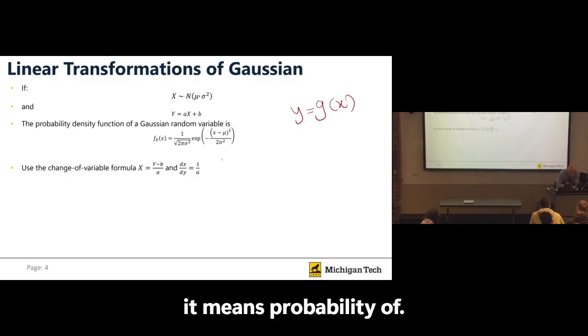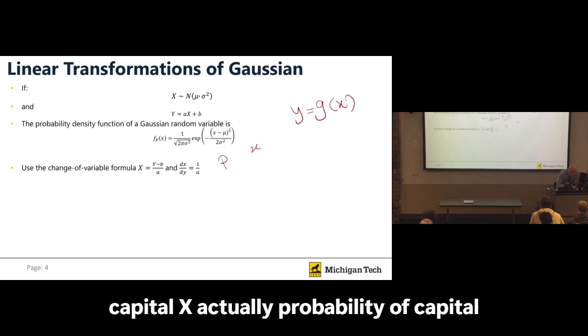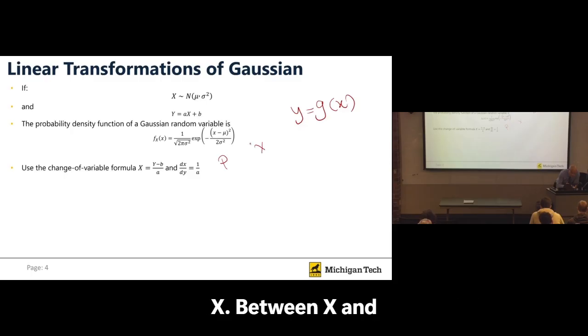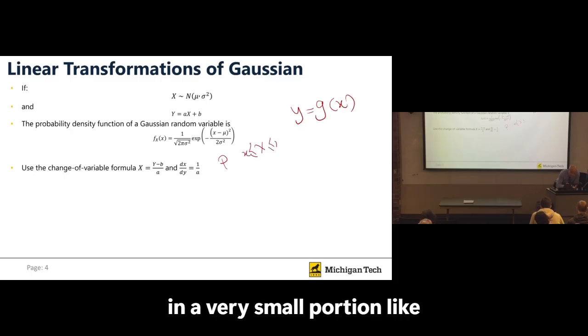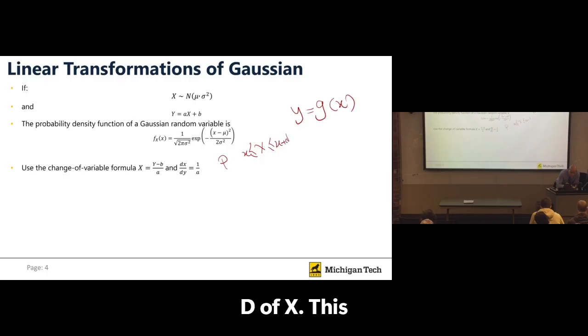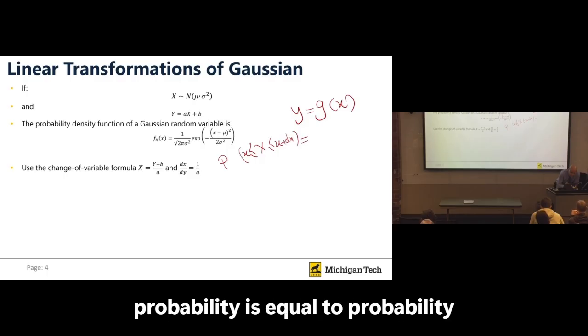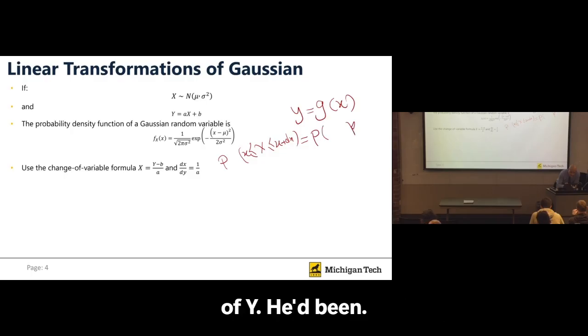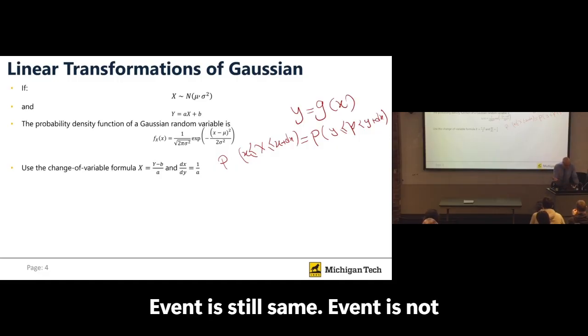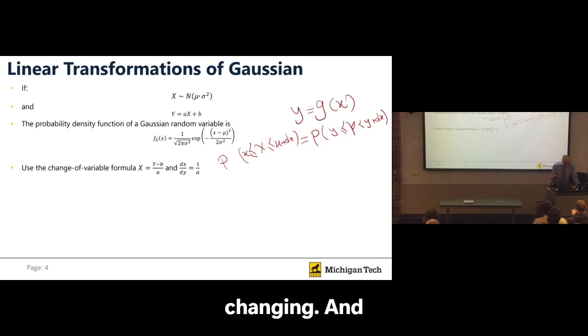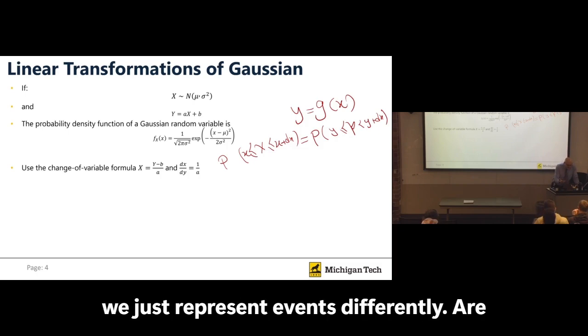So it means the probability of capital X between x and a very small portion dx is equal to the probability of Y between a small y and y plus dy. Because the event is still the same event, it's not changing, and we just represent events differently.